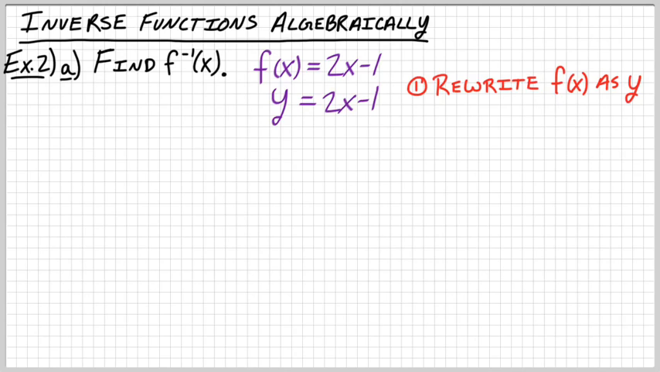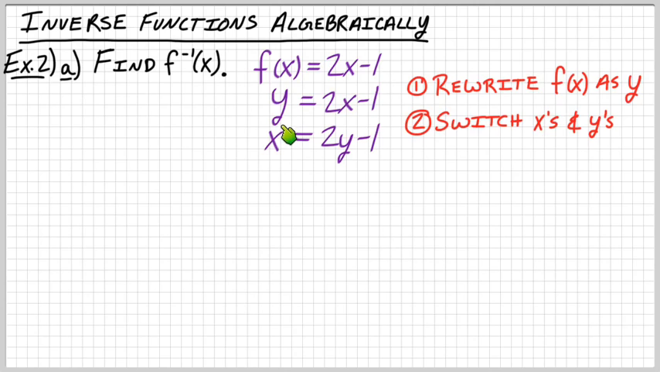Okay, and the next step is we're going to switch the x and the y. So we just showed that the x and y switch with a table. So we're going to do the same thing here when we solve it algebraically. So let's switch the x and the y. That's step 2. So we're going to find the inverse of this function. Step 2 is switch the x's and the y's. So where you saw a y before, now you see an x. And where you saw an x before, now you see a y. So we just switched them. And then the last step is just solve it for y.